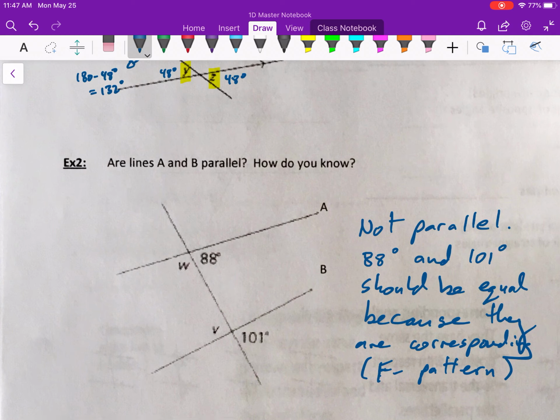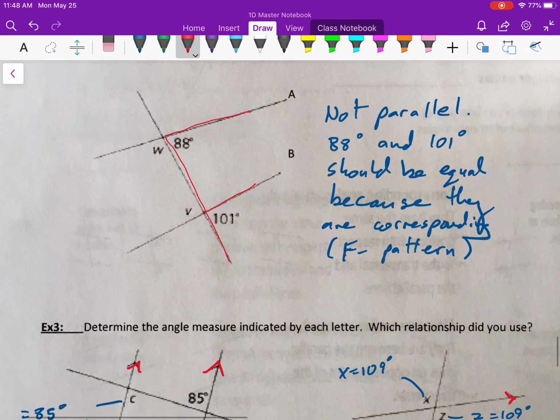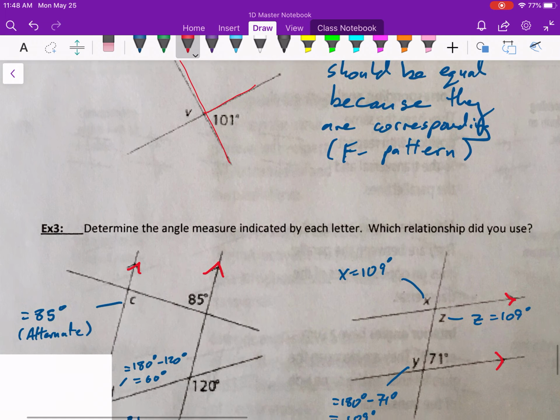Are lines A and B parallel? How do you know? Well, they don't look parallel, but as you can see, since I've already written it in, they're not parallel because if they were parallel, this would be forming, well, it does form an F pattern. They should be corresponding angles, which means they should be the same, but they're not. So that proves, since they're in the position where they should be the same but they're not the same, that they're not parallel.